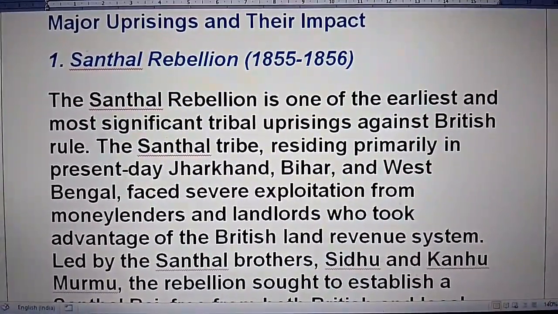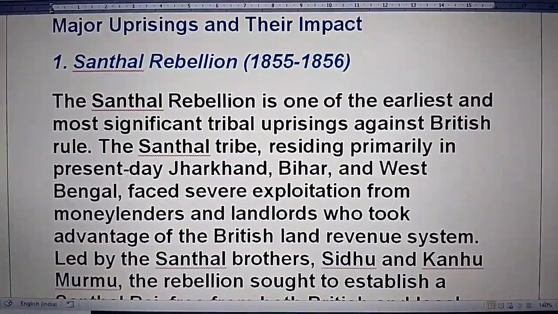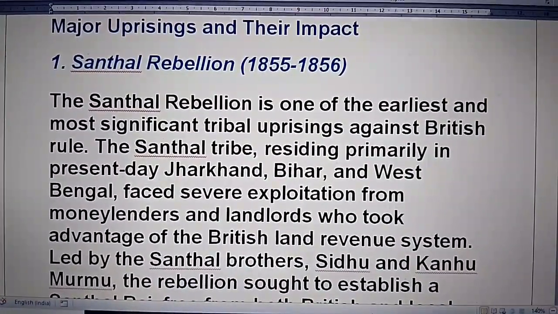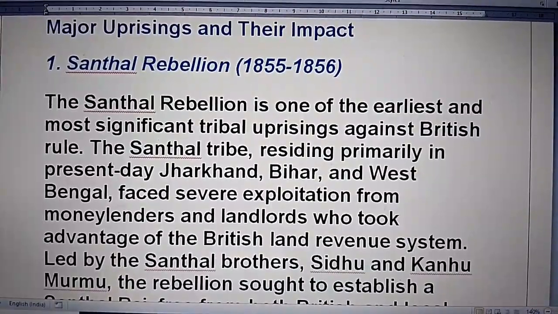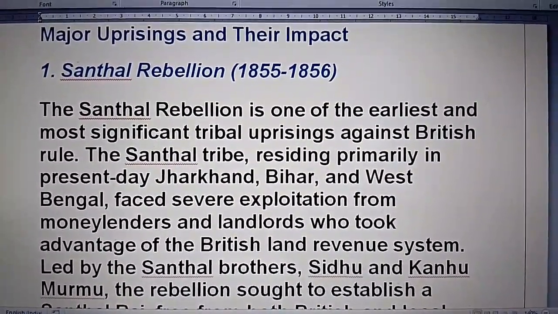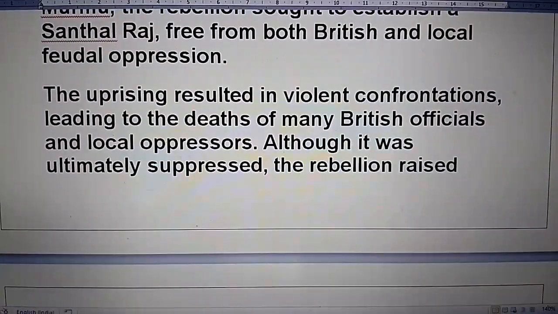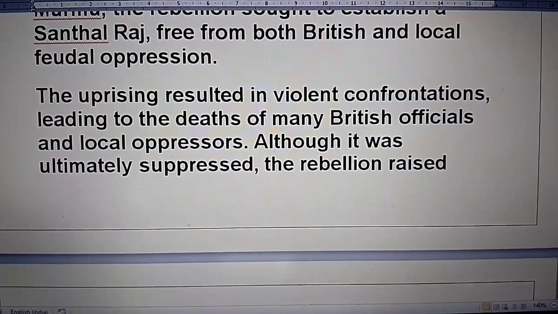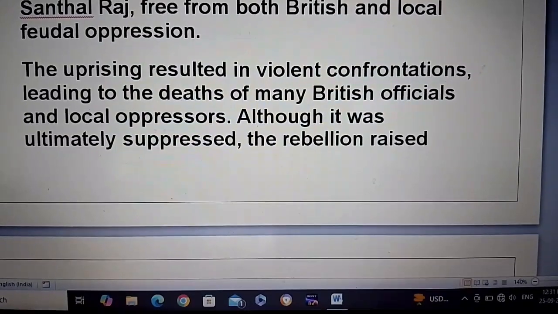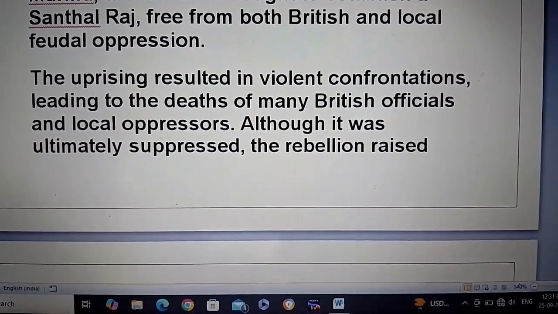The Santhal tribe, residing primarily in present-day Jharkhand, Bihar, and West Bengal, faced severe exploitation from moneylenders and landlords who took advantage of the British land revenue system. Led by the Santhal brothers Sidhu and Kanhu Murmu, the rebellion sought to establish a Santhal Raj free from both British and local feudal oppression. The uprising resulted in violent confrontations leading to the death of many British officials and local oppressors.